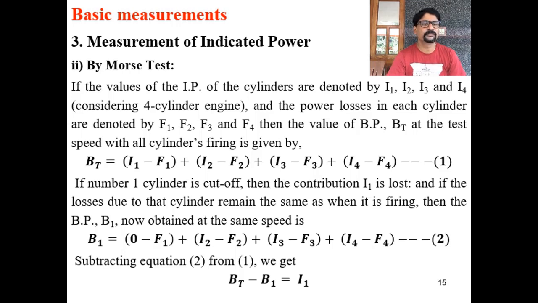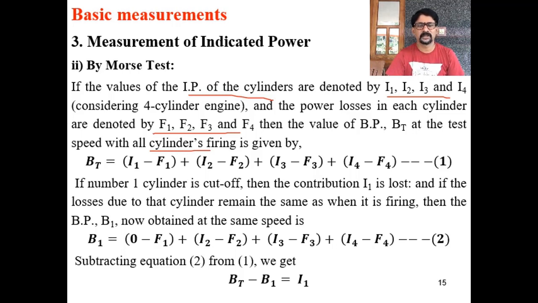So if the values of the IP of the cylinders are denoted by I1, I2, I3 and I4, suppose I take the example of the 4-cylinder engine, and the power losses in each cylinder are denoted by F1, F2, F3, F4, and the value of BP, that is B, at the test speed with all cylinders firing is given by, so try to understand this.